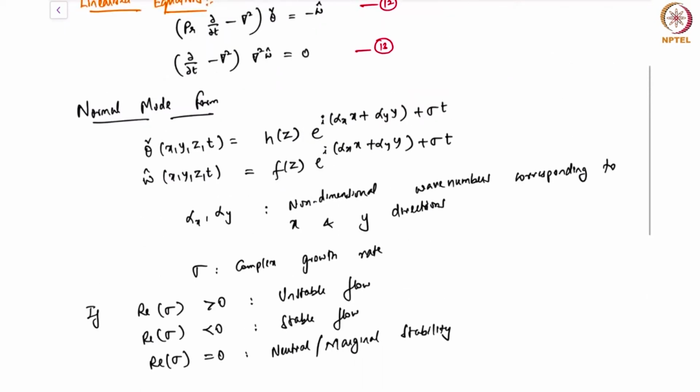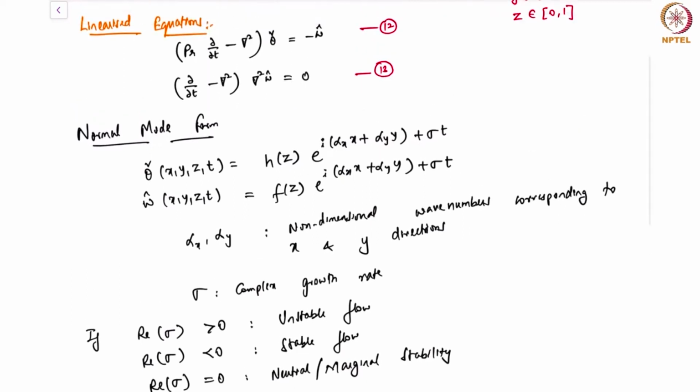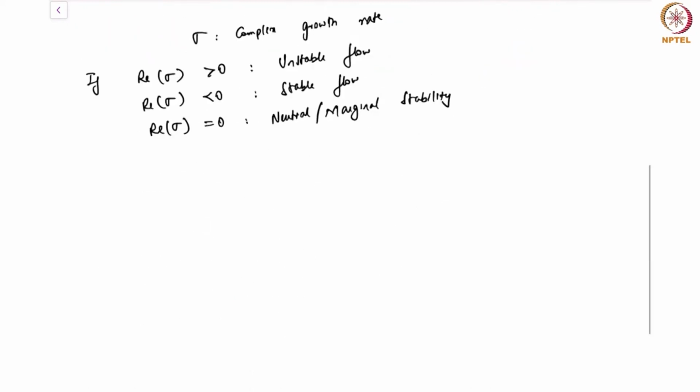Now we want to substitute this normal mode form, which we will call equation number 14, into equations 12 and 13. So before we do this direct substitution, let's evaluate a few terms in, let's say, equation 12.